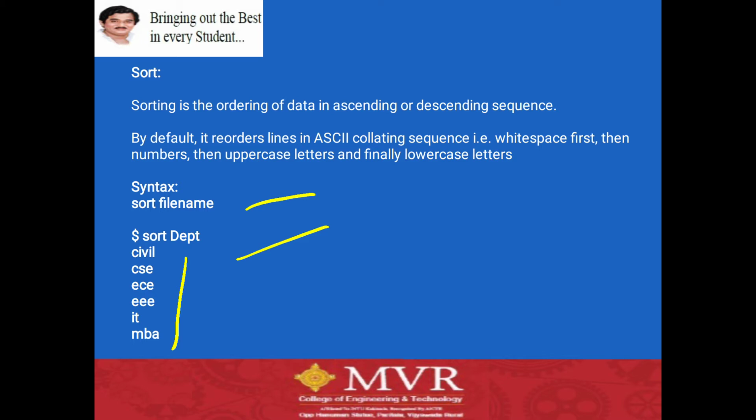Like you will find in a dictionary, it will be displayed like that. If there are numbers, the numbers will be displayed first. If any content is in uppercase letters, it will be displayed before the lowercase letters. That is what happens with the sort command. It is very simple to use.